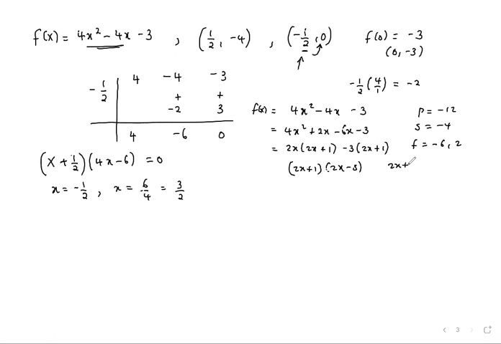So 2x plus 1 is 0, and 2x minus 3 is 0. So x is negative half and x is 3 over 2, which is what we have here. This was given. So you can sketch now.